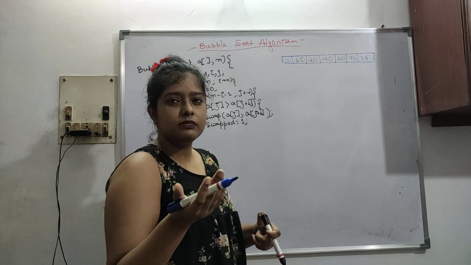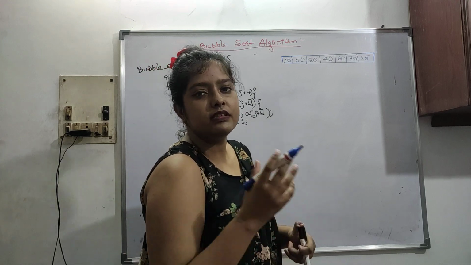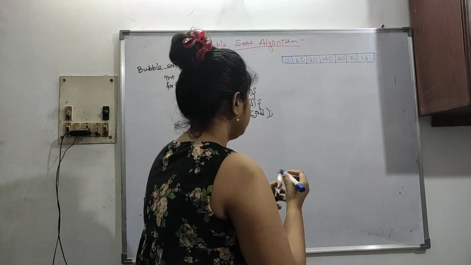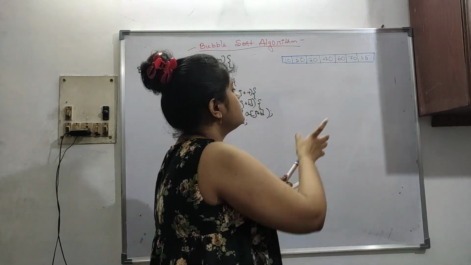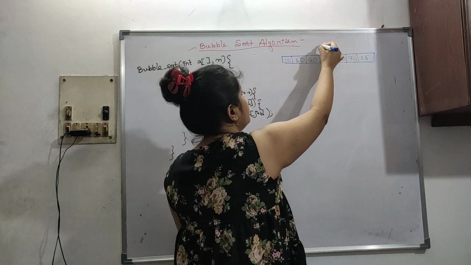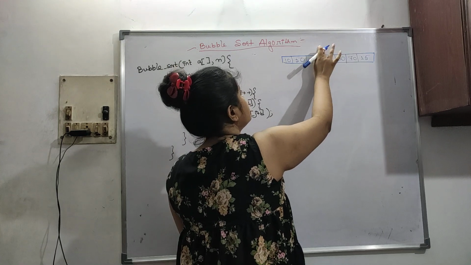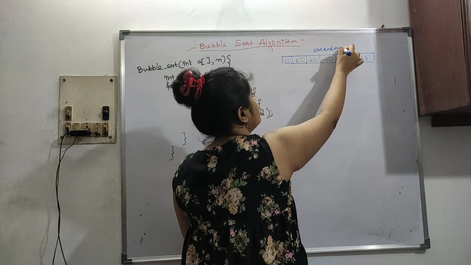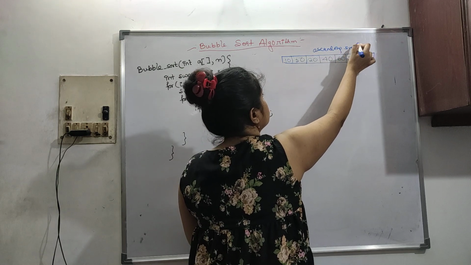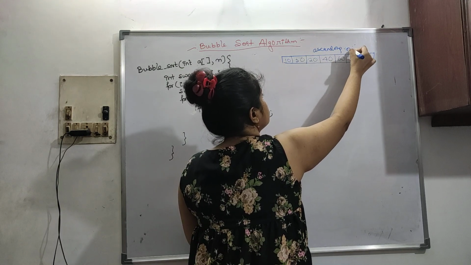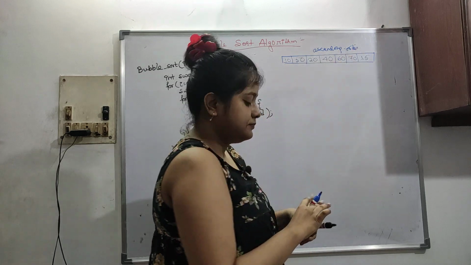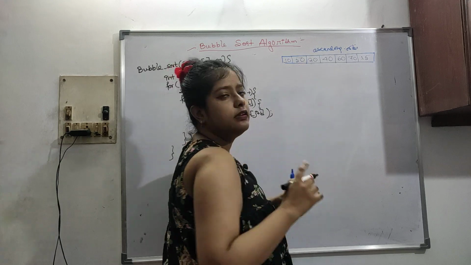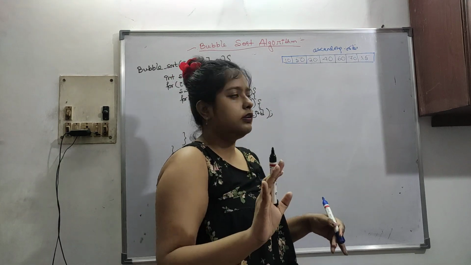Some questions may be asked, and maybe in some interviews you can be asked also. So let's see, this is our array. This is an unsorted array, we have to sort it in ascending order. We are always mainly taking ascending order. Here it is not sorted: 10, 50, then 20, it is neither ascending nor descending.